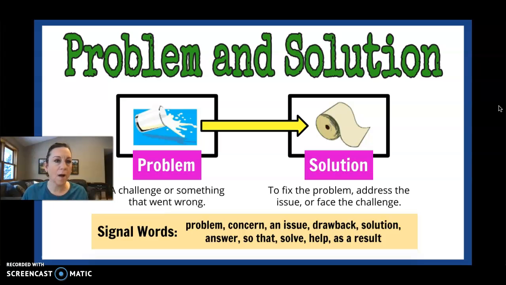Okay, we've all dealt with problems and we've all figured out solutions to those problems, whether they were big or small. Some words you should look for in a text are down at the bottom. Signal words. Well, the word problem, concern, an issue, drawback, solution, answer. Also, so that, solve, help, as a result. Those are some great signal words to be watching for, so that will help you to point out what the problem is and also to help you point out what the solution is.